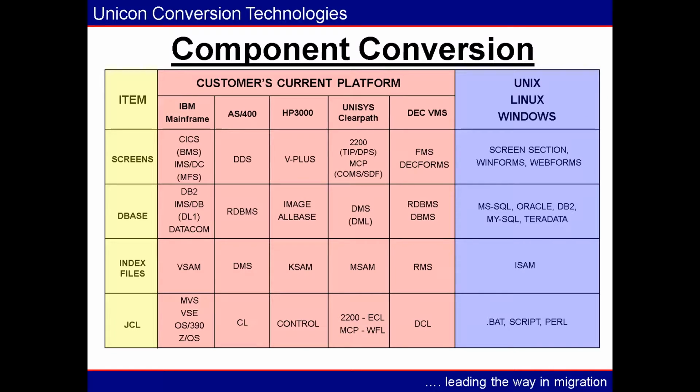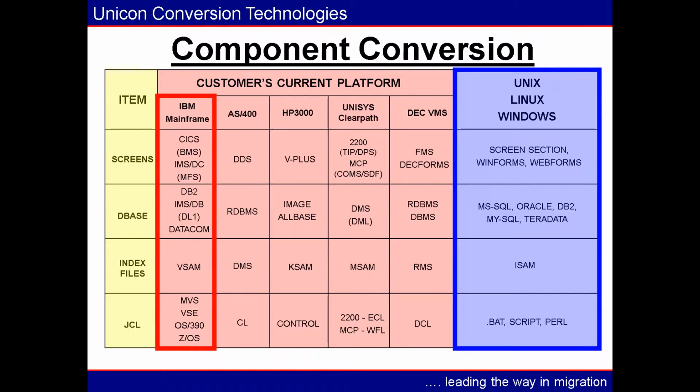This slideshow discusses the example of when the customer wants to move his applications from his IBM mainframe to a Windows platform. But this is only an example of the many different migration projects that Unicon has performed, each one tailored to meet the unique needs of each customer.